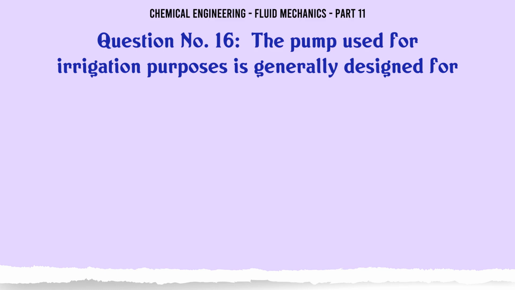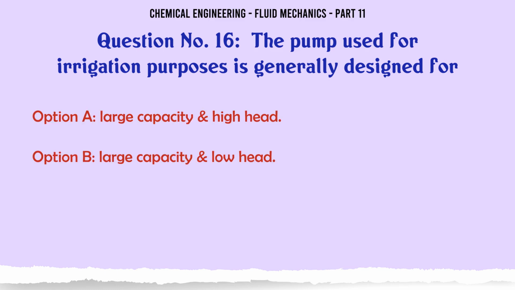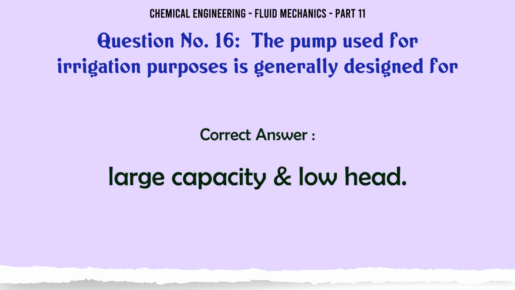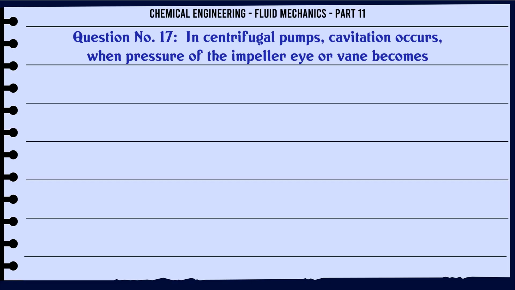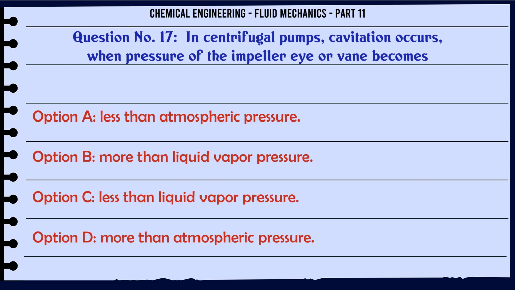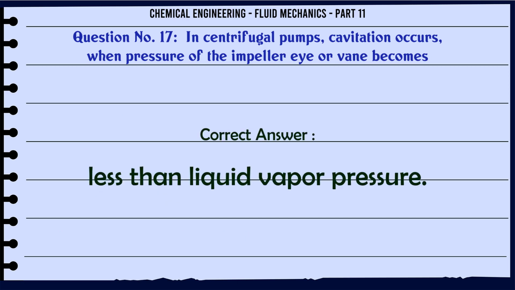The pump used for irrigation purposes is generally designed for: A. Large capacity high head, B. Large capacity low head, C. Small capacity high head, D. Small capacity low head. The correct answer is large capacity low head. In centrifugal pumps, cavitation occurs when pressure at the impeller eye or vane becomes: A. less than atmospheric pressure, B. more than liquid vapor pressure, C. less than liquid vapor pressure, D. more than atmospheric pressure. The correct answer is less than liquid vapor pressure.